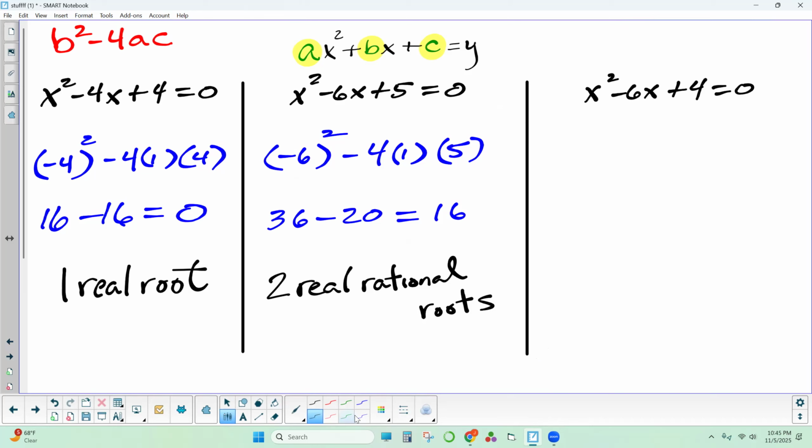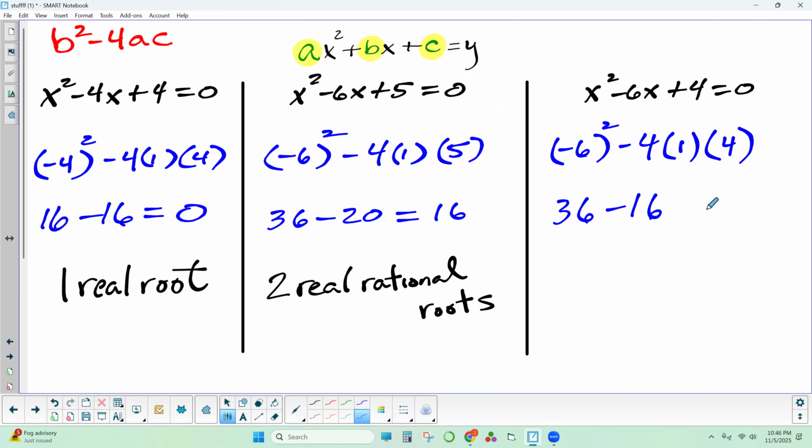Okay? And if we look at the last one, standard form, b is -6, squared, minus 4, a is 1, c is 4. Again, -6 squared is 36, 4 times 1 is 4, 4 times -4 is -16, 36 minus 16 is 20. Okay, 20 is positive, so again, we have two real roots. But since 20 is not a perfect square, we have two real irrational roots.